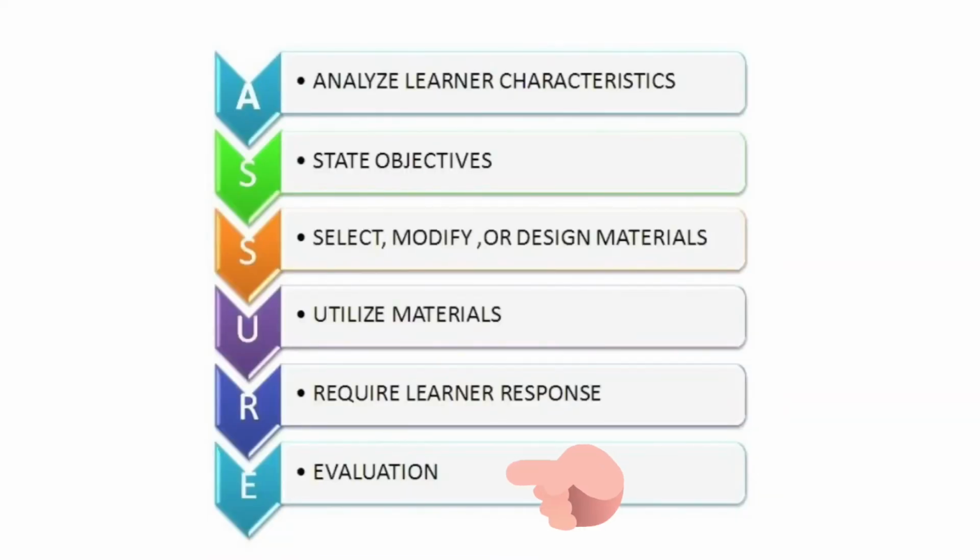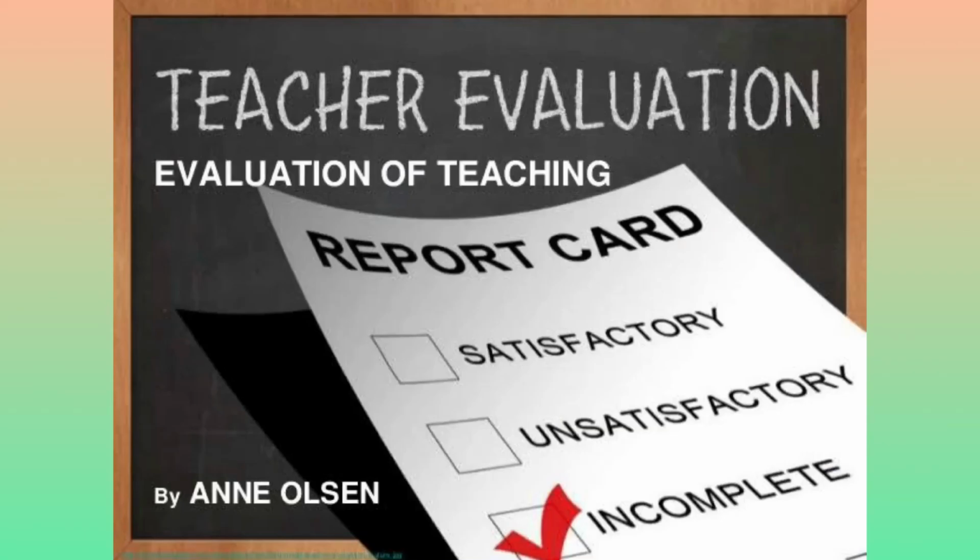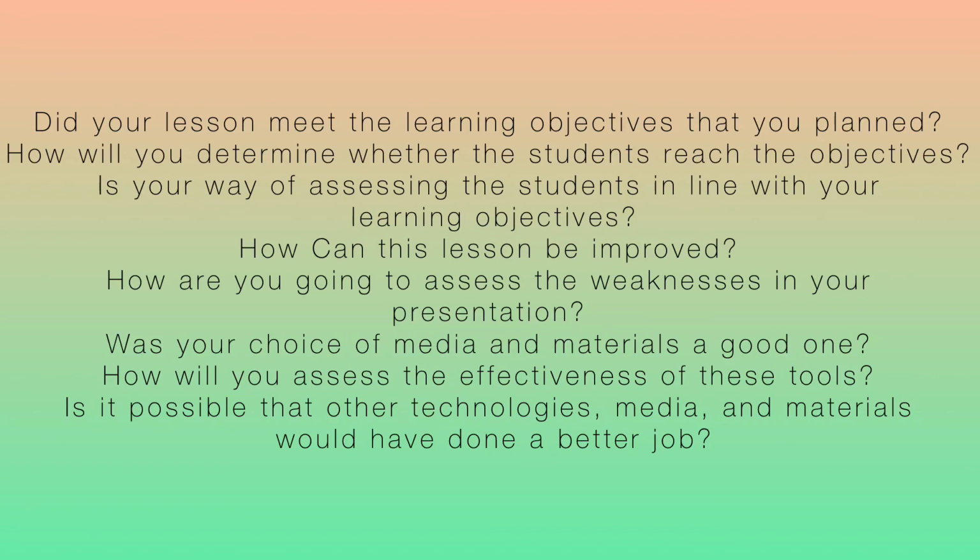The last step in the Assure process is to evaluate and revise. In this step, you evaluate the impact of your teaching on student learning. This includes an evaluation of your teaching strategies and the technology, media, and materials that you used. The following questions are useful to ask during the evaluation. Did your lesson meet the learning objectives that you planned? How will you determine whether the students reached the objectives?